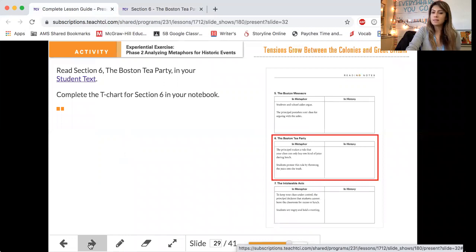You're going to complete the T-chart on page 63 for section 6. The metaphors are: the principal makes a rule that your class can only buy one kind of juice during lunch. The other metaphor: students protest this rule by throwing the juice into the trash. So go ahead and pause the video now so you can fill out the history part of that T-chart. Press play when you are ready to continue.